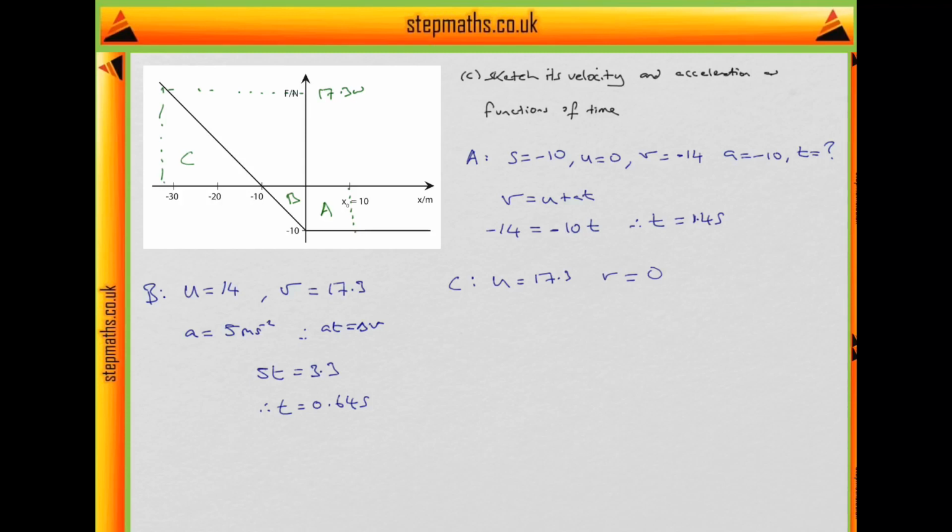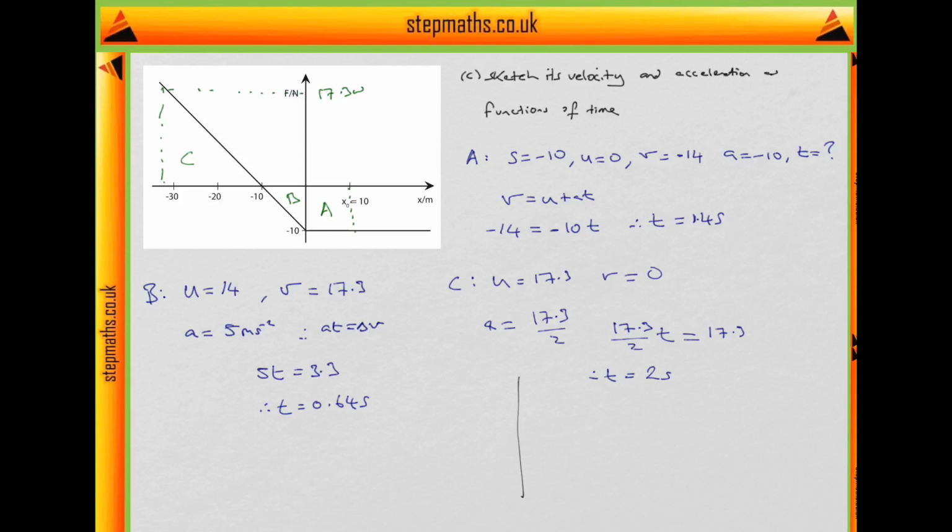Okay, well therefore we see that A is 17.3 over 2 meters per second squared, and therefore 17.3 over 2 t is equal to the change in velocity, which is 17.3. And therefore we see it's in section C for 2 seconds. It comes to the end of section C after 2 seconds. Okay, well now we can sketch our graph for acceleration. So let's do that.